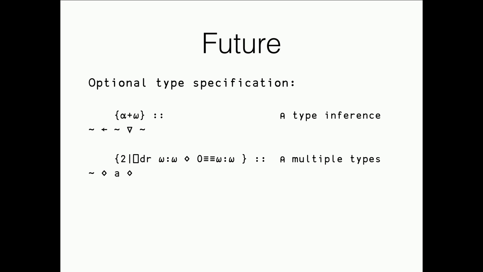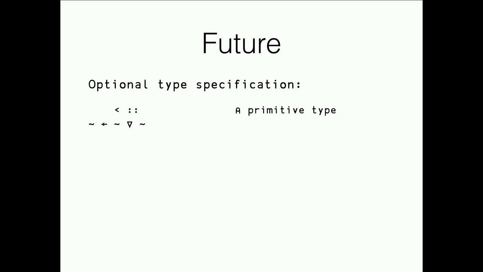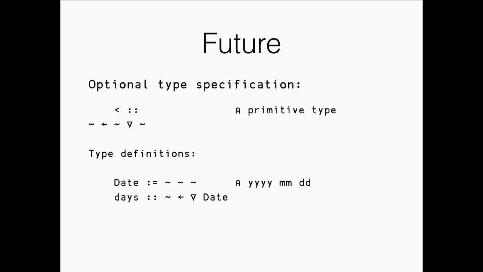So it's a work in progress. Oh, primitive types, what's the type of less than? It takes a number and returns a number. And then, as I showed you, one can define one's own type. So a date could be defined to be three numbers. And then the days function, how many days since the epoch, takes a date as a monadic function and returns a number.